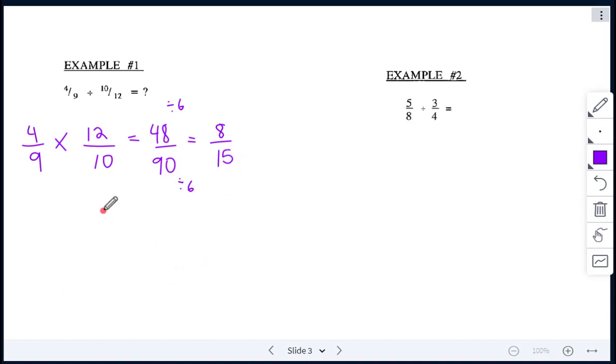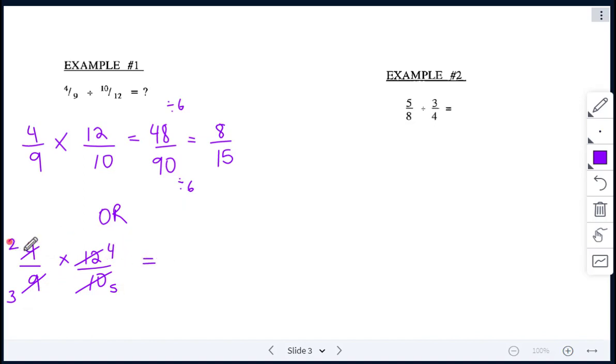All right, or the other method I've shown you is where you can reduce before. So we have 4 over 9 times 12 over 10. We can reduce diagonally. 9 and 12 can both be divided by 3. 9 divided by 3 gives me 3. 12 divided by 3 gives me 4. And we can also reduce the 4 and 10. 10 divided by 2 gives me 5. 4 divided by 2 gives me 2. So our new fractions are 2 over 3 and 4 over 5.